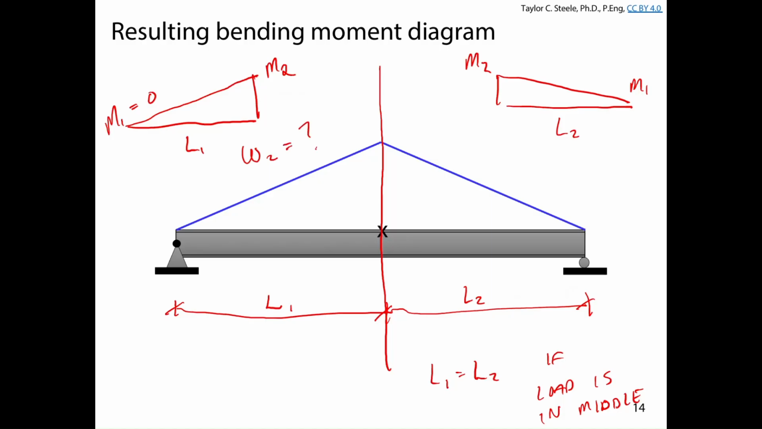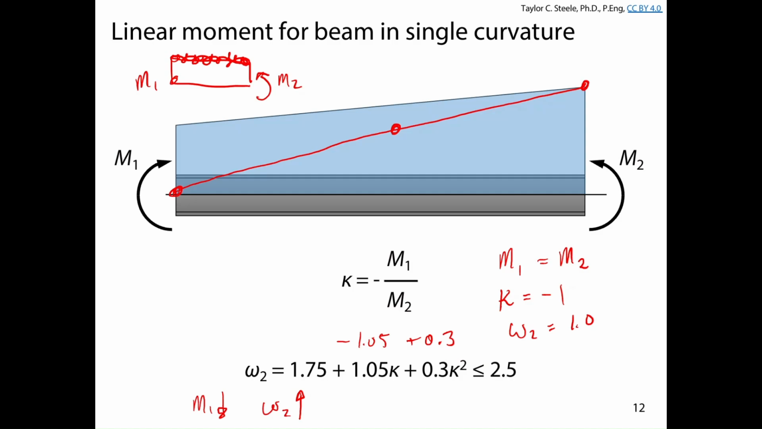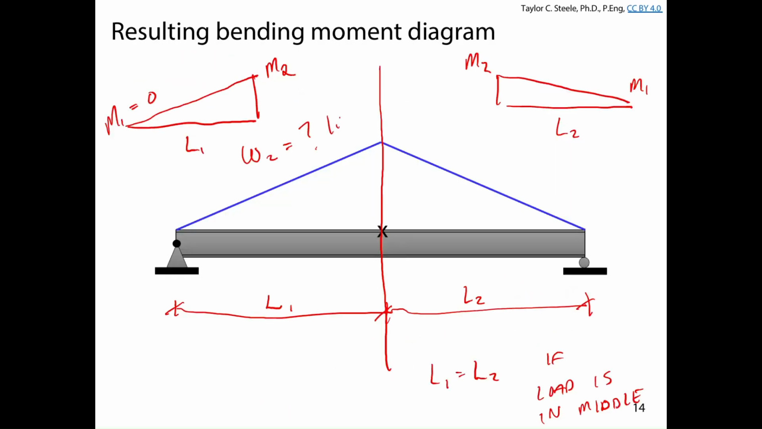And what value of omega 2 will we use in this case? What should omega 2 be in this situation? Well, we just looked at this. If the moment at the left-hand side is 0, kappa is 0. We can go back to the equation for kappa. We get omega 2 is 1.75 plus 0 plus 0. And so omega 2 is equal to 1.75. Over here, omega 2 is also equal to 1.75.